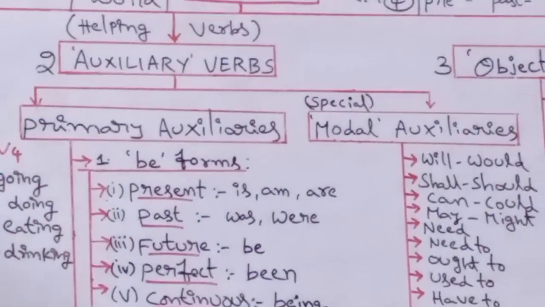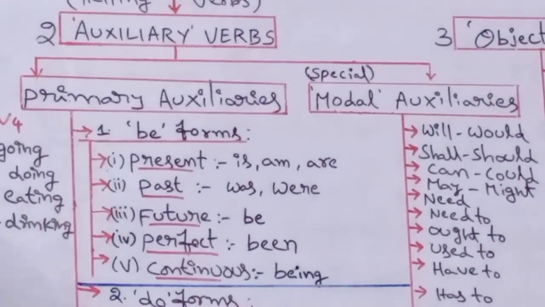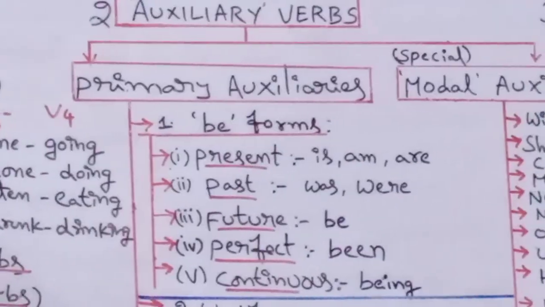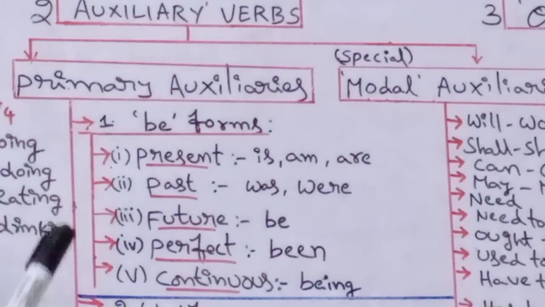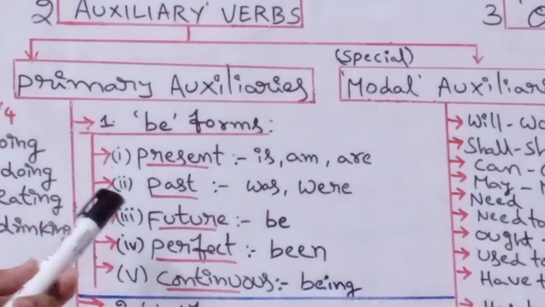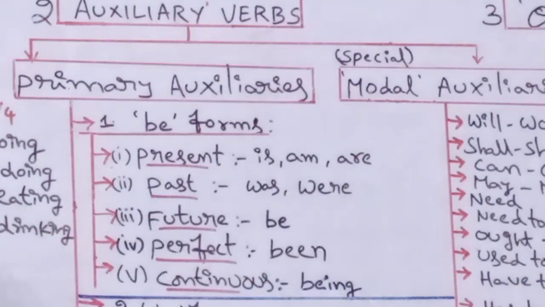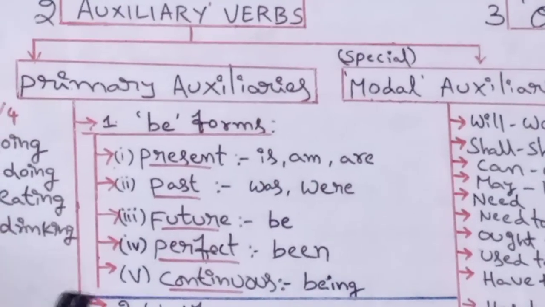And these be forms are again divided into 5 types. They are present tense be forms, past tense be forms, future tense be forms, perfect tense be forms, continuous tense be form. Just the introduction: present tense be forms are very basic, all of you know very well. Is, am, are. These three are called present tense be forms in primary auxiliaries.